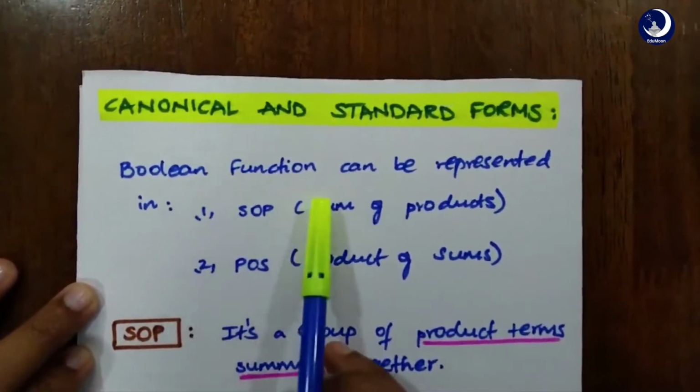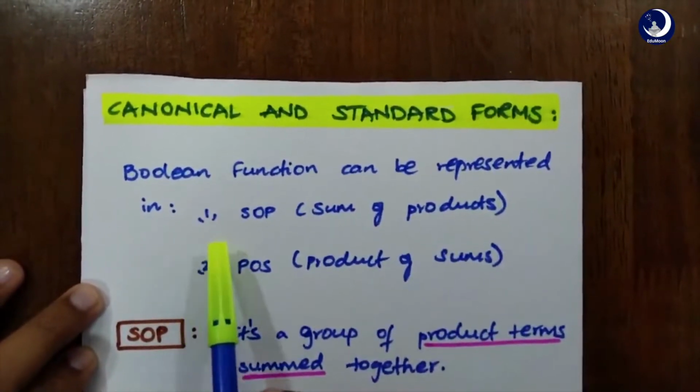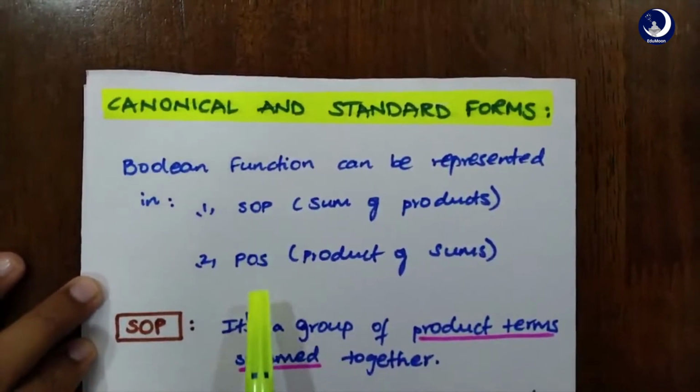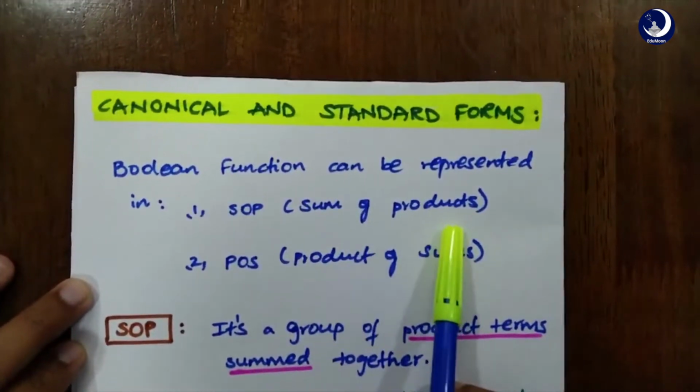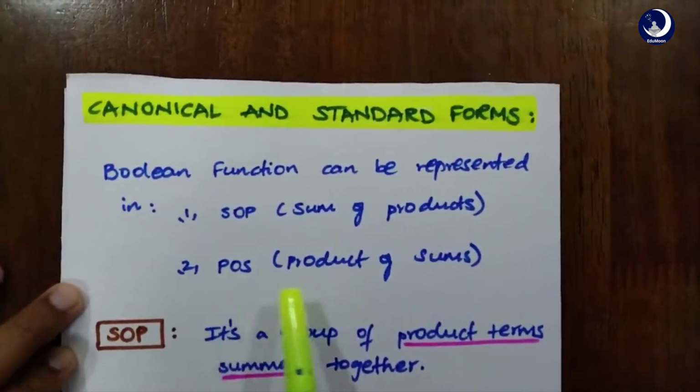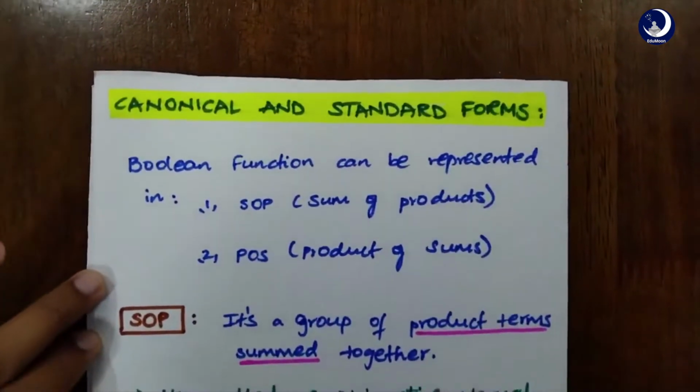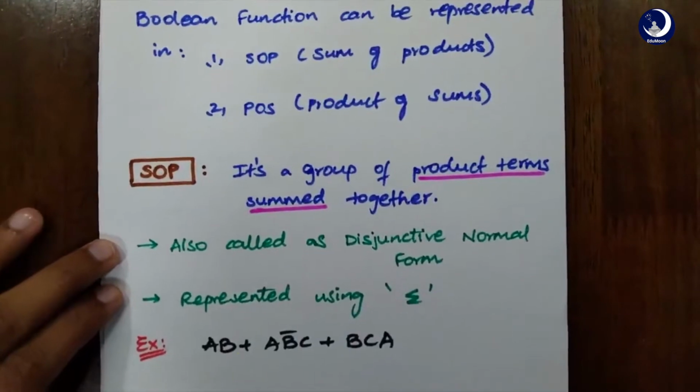Now, a Boolean function can be represented in two forms, which are SOP and POS. What does SOP stand for? It means sum of products. And POS means product of sums. Now, let's get into greater detail with the definitions.